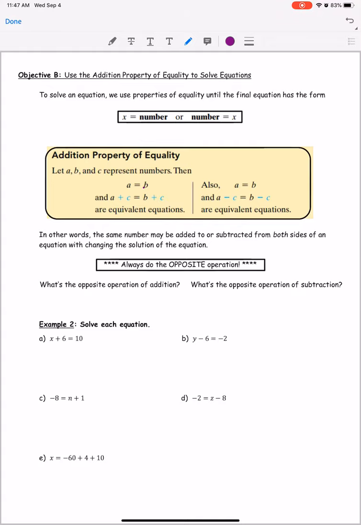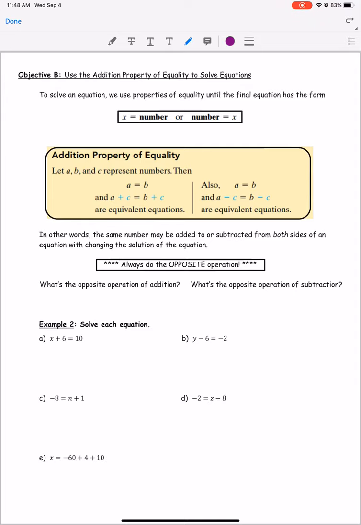So we have two different properties of equality that we're going to go over. The first one is addition. And this is sometimes very confusing when we're talking about math and we use letters instead. But basically, if you notice, we're adding c to both sides, or on this one, we're subtracting c from both sides.